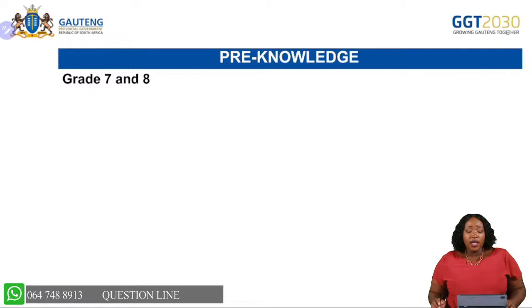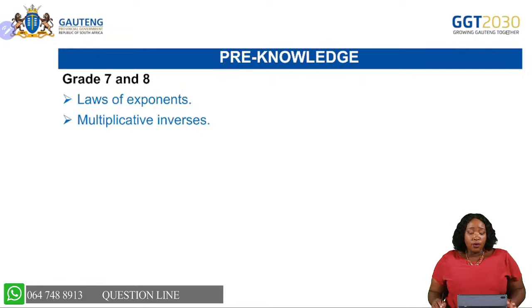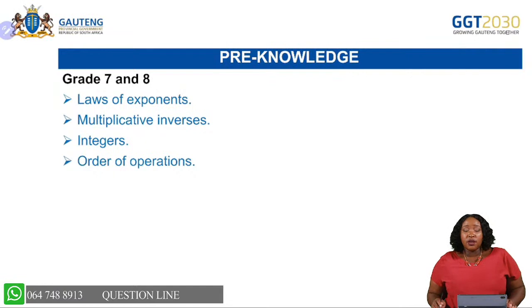Your pre-knowledge from grade 7 and grade 8 is your laws of exponents. You remember we've learned all our laws, so you need to remember those. We will be applying some of them today. Also your multiplicative inverses, your integers, as well as your order of operations, right? Like I said before, you need to keep order of operations in mind every time you do your calculations.